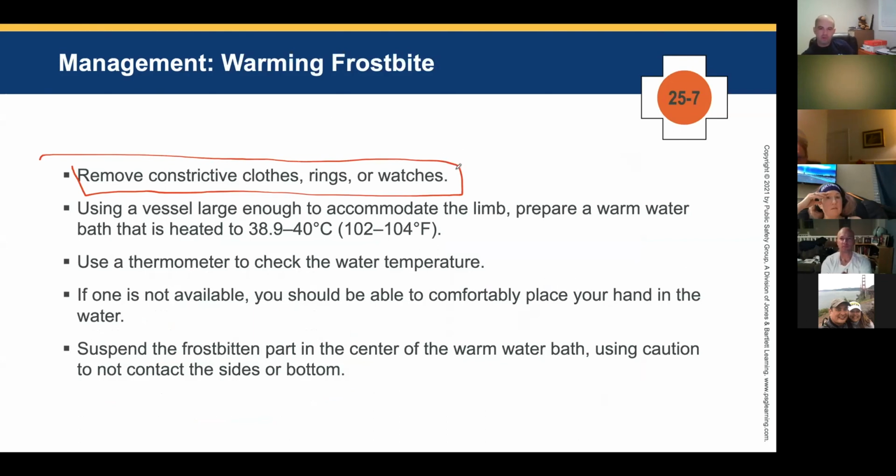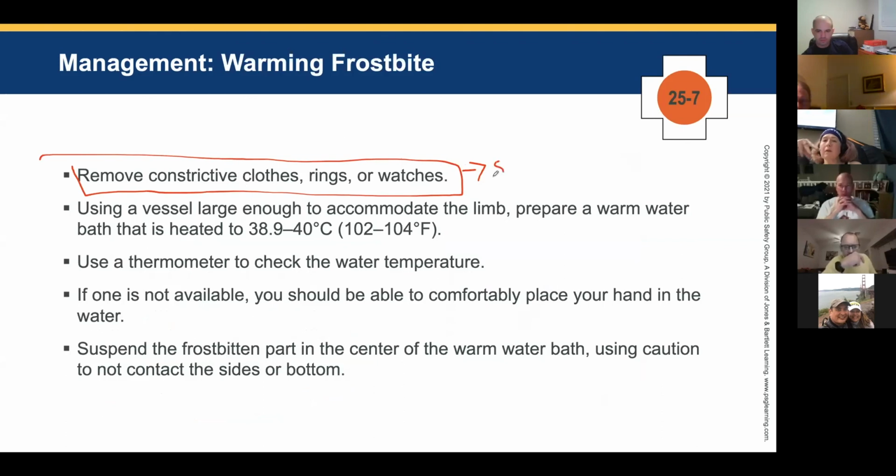Why do we want to remove this constrictive clothing or these restrictive items? If they have swelling as everything comes back to temperature, swelling is going to set in. And if it's restricted, what's going to happen as that body part begins to swell? Cut off the circulation. Yeah, absolutely.